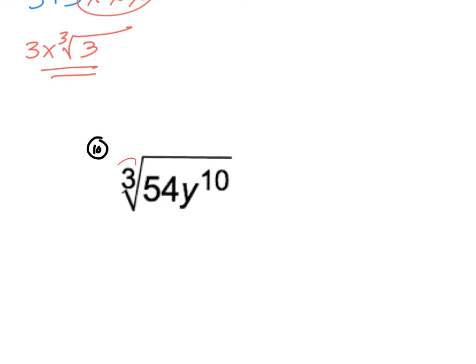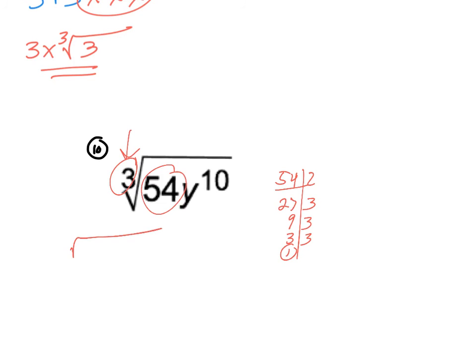Number 10, again, it is a cubic root. We can break down 54. 54 divided by 2 is 27. Divided by 3 is 9. Divided by 3 is 3. Divided by 3 is 1. So just the 54, the numerical part, can be rewritten as 2 times 3 times 3 times 3. We're looking for sets of 3. So we take 3 out once. 3 cube root of 2.